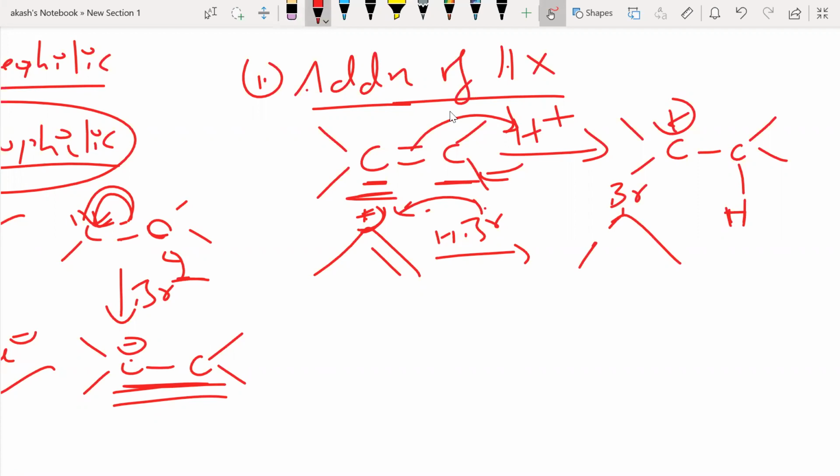This is the major product, because last time when you saw anti-Markovnikov addition, the mechanism was entirely different, guys. So here the mechanism is different. Here the carbocation is the intermediate. So you will see this is the major product. The minor product is obviously when I have the Br atom coming here.